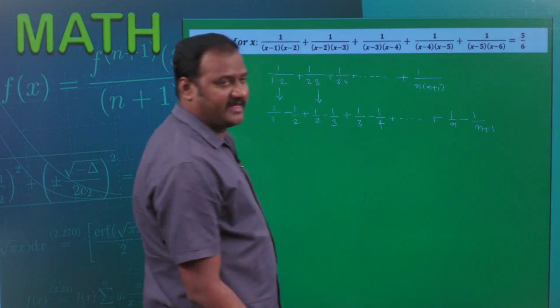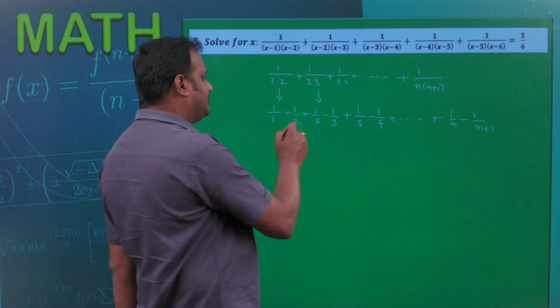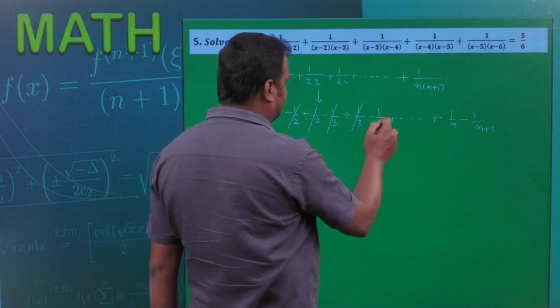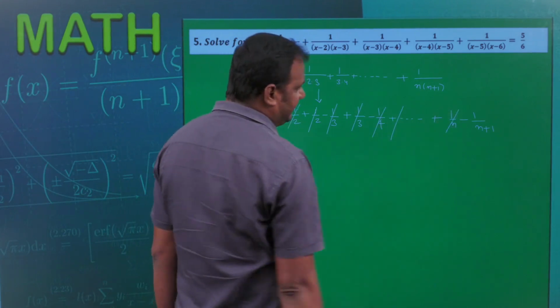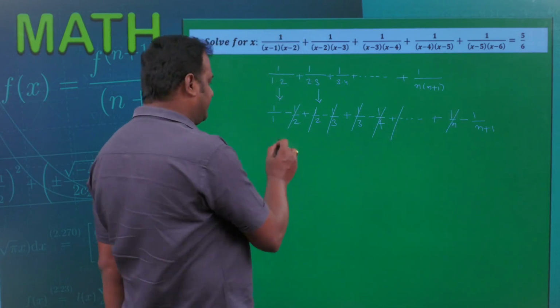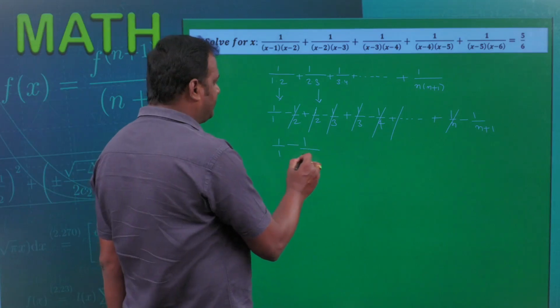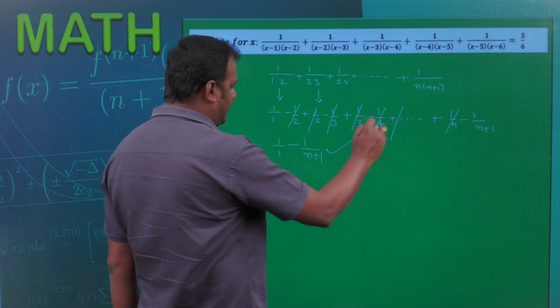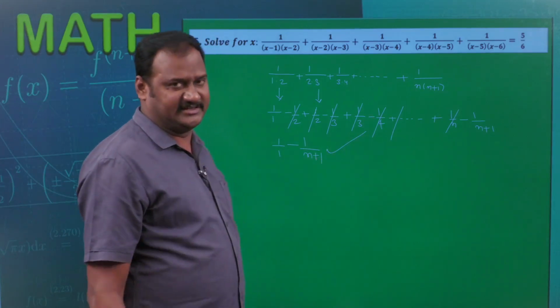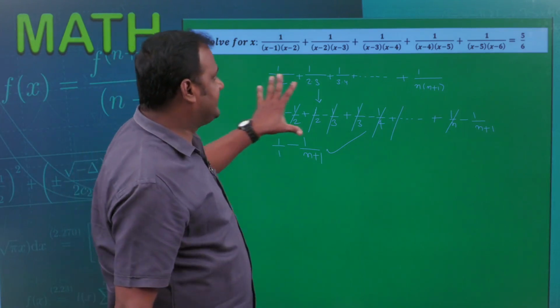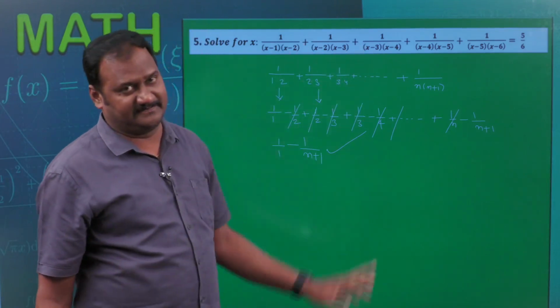Now you see, all the terms, minus 1 by 2, plus 1 by 2, minus 1 by 3, plus 1 by 3, 4, till here, all the terms get cancelled. Finally, you are left with 1 by 1 minus 1 by n plus 1. It can be solved easily. This is the strategy behind answering this problem.